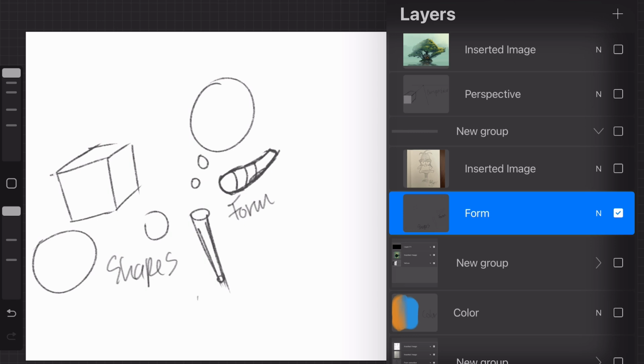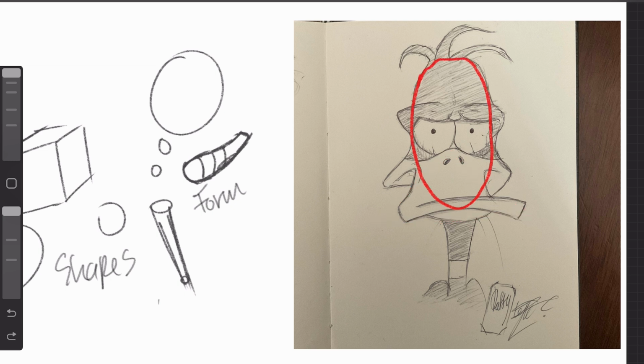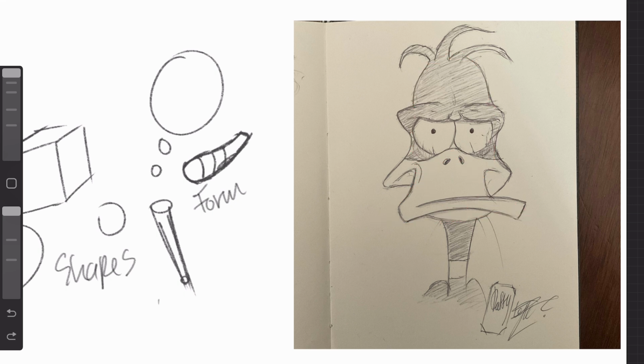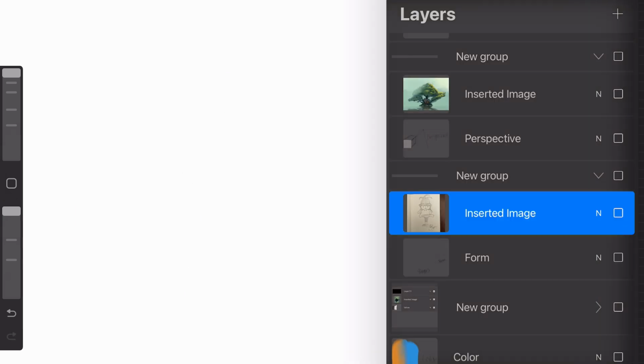Like if you look at his head, it's technically an oval of sorts, and then if you look at his beak, and if you look at his neck, it can either be a rectangle or a cylinder, and that's just a way of breaking it down. I didn't draw it like that, but when I was thinking about it, these were some of the things that were in my mind to be able to make it make sense while I was drawing it.